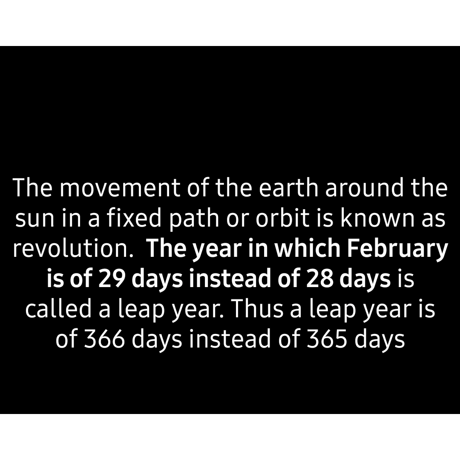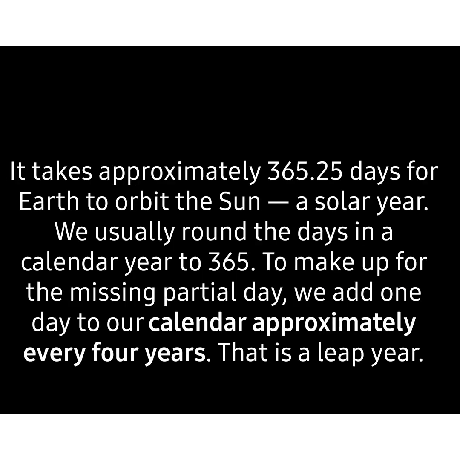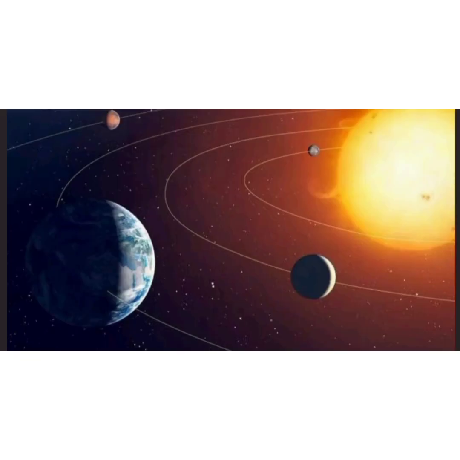This surplus day is added to the month of February, and thus every 4th year February has 29 days instead of 28 days, and such a year with 366 days is called a leap year. And it is clear that the earth is going around the sun in an elliptical orbit. Notice that throughout its orbit the earth is inclined in the same direction.